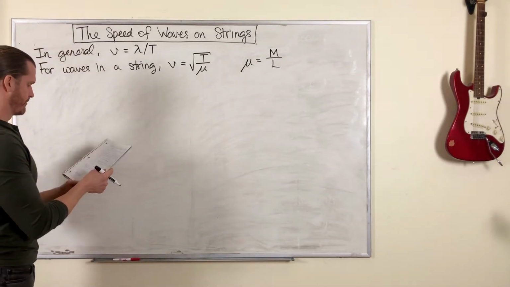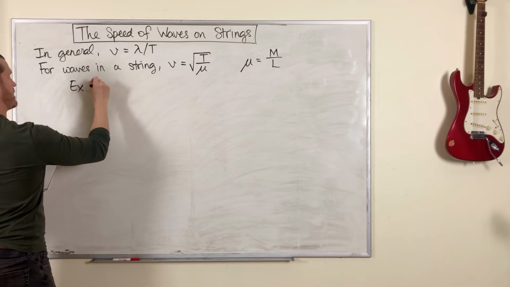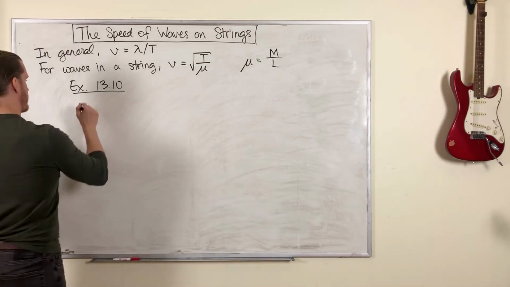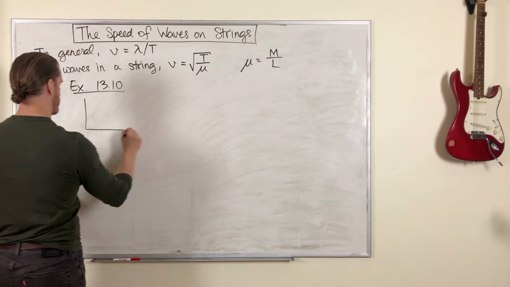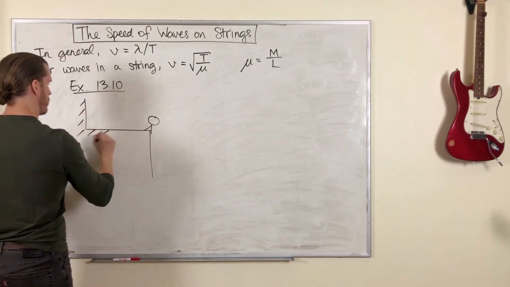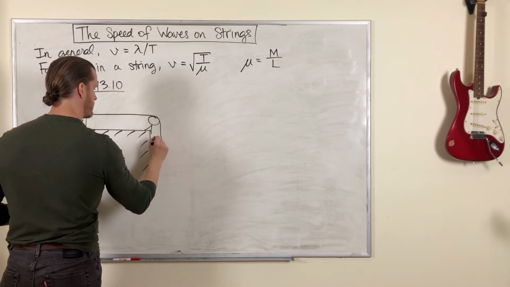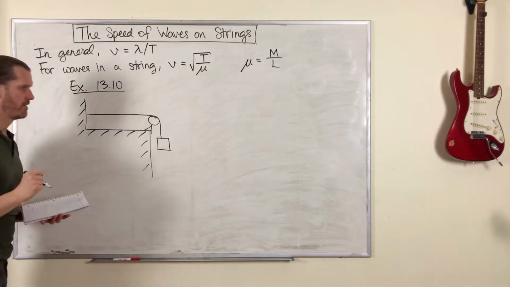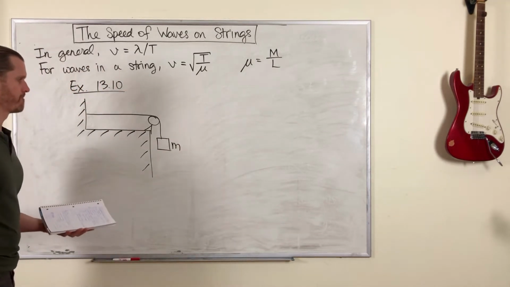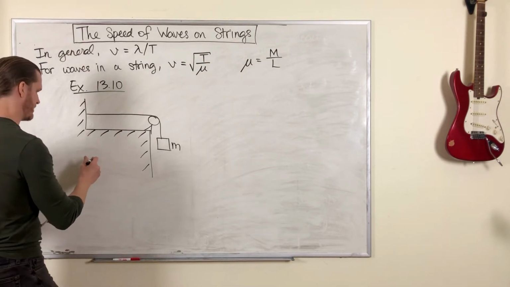So let's do a little example. This is example 13.10. And we've got a setup with a string attached to a wall that then goes over a pulley and is attached to a hanging mass. So there's a hanging mass, little m, and we're given some information.